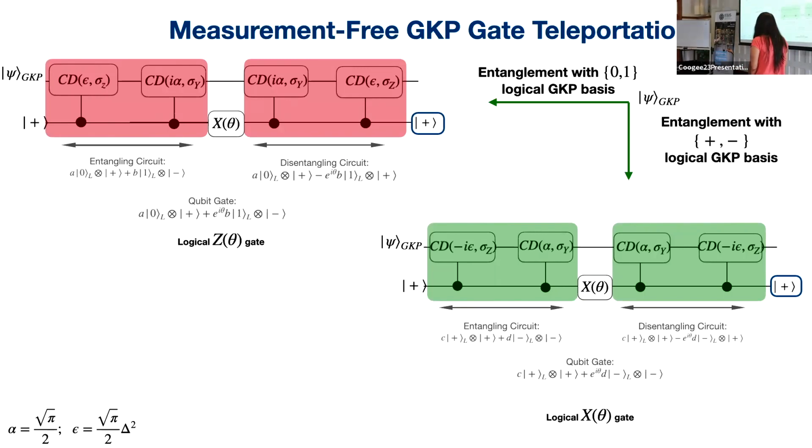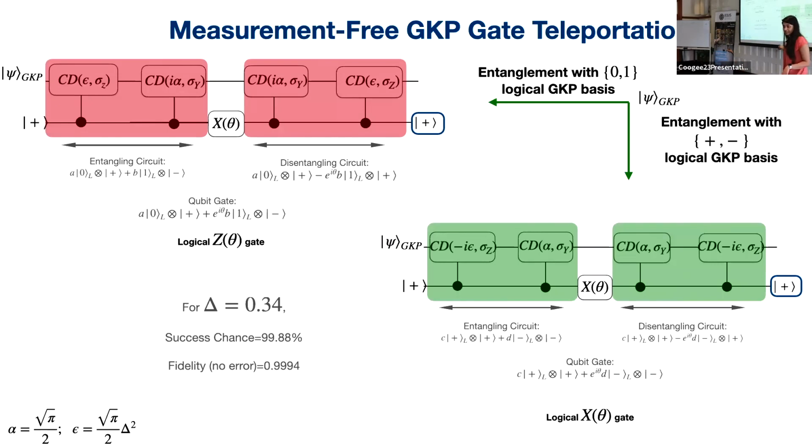Okay. The idea is that at the end of all of this, the qubit should be in the plus state if there was no error. And the success chance basically denotes the probability of you getting a plus state there. That's 99.88%. And the fidelity without any error is 0.9994 for all of these gates. So I just checked the state fidelity. I guess there's a better metric to quantify the gate fidelity that I should be using. But for now, I just check the final desired state that I would have wanted upon the action of the gate.